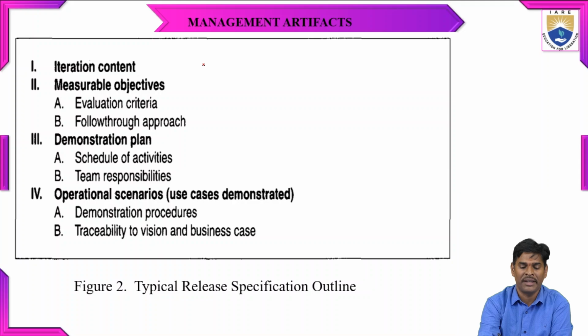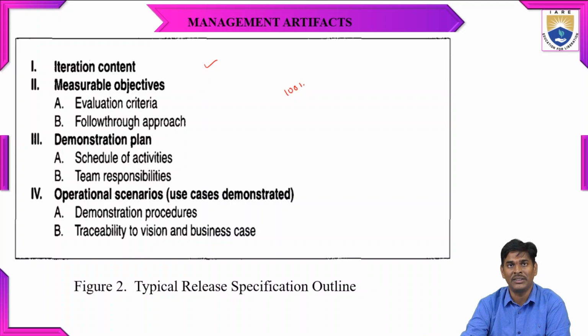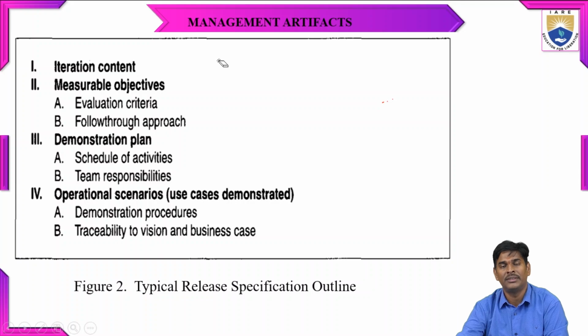The first one is iteration content. Okay, so as I told, no single company can give the guarantee of 100% quality in the initial releases. So what they will do means iterations will happen. Iterations in the sense alpha release, beta release, like service pack 1, service pack 2, service pack 3 and so on. So like that they are going to have the iterations of the software releases. And also the next one is measurable objectives. So they need to check what the evaluation criteria is and also the follow through approach.